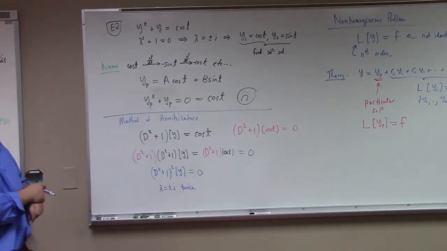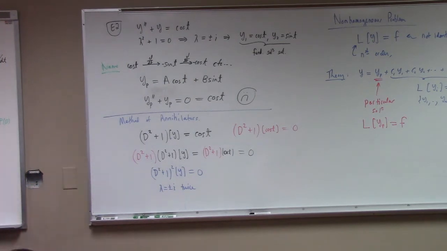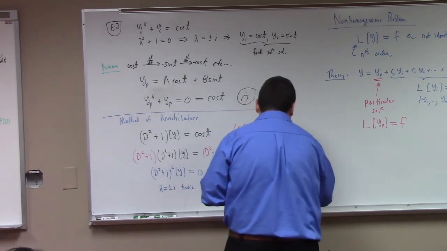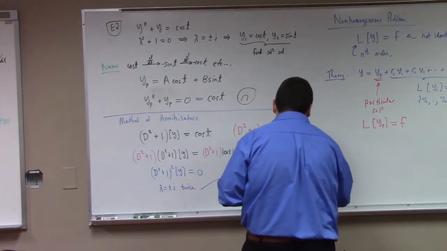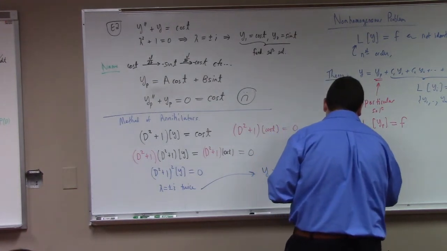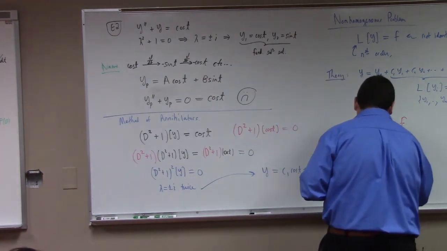And we know how to solve that. What is the solution? It's y equals c1 cosine t plus c2 sine t plus c3 t cosine t plus c4 t sine t.